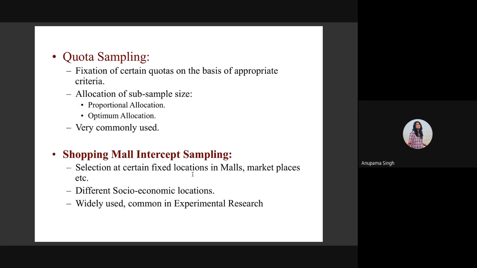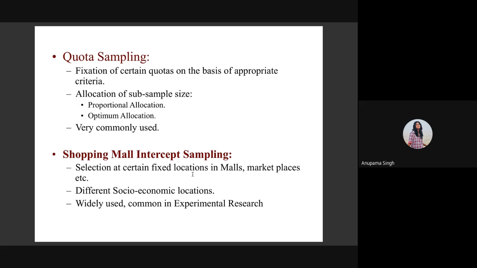Optimum allocation means there might be cases where we have different quotas where the population might not be responsive, right? So in that case, if our purpose is to get the maximum response, then we will take those particular units which give you a better response. Or the cost or time can be one factor for optimum allocation, right?